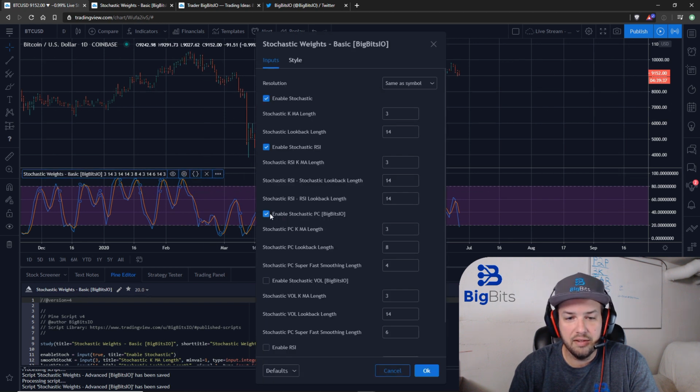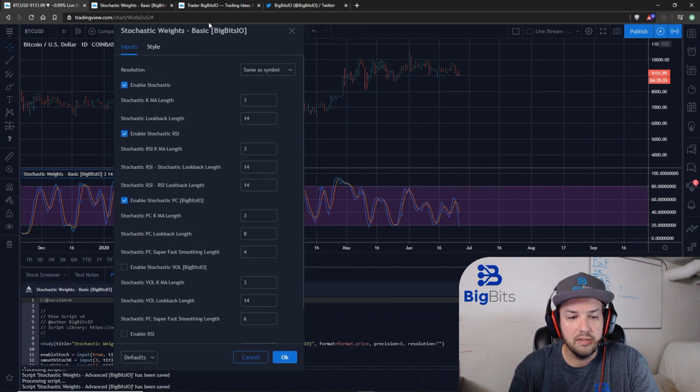But back to the settings, there's also the stochastic volume. But before I get into that, the stochastic PC is also a public indicator that's available out there on my profile. So while you're looking for the stochastic weights, if you want to figure out what stochastic PC is about, that's available on my profile as well.